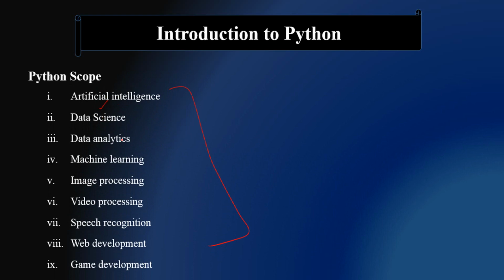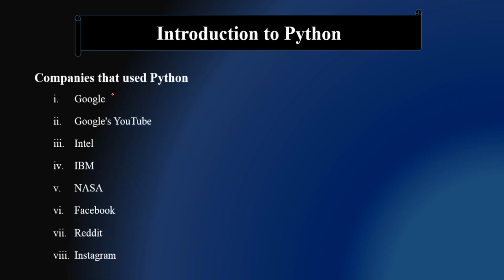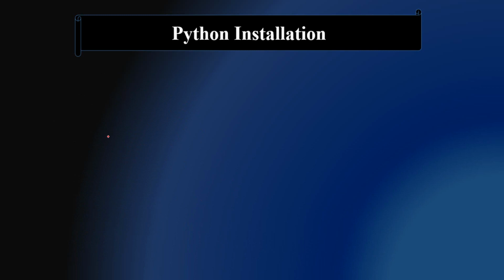Artificial intelligence, data science, data analytics, machine learning, image processing, video processing, speech recognition, web development, game development. Also there is mobile application development. There are many other fields you can work with Python. So these are the different companies that use Python. Now another topic is Python installation.